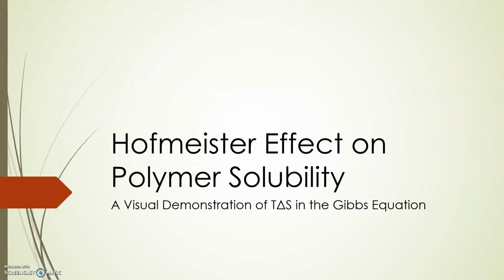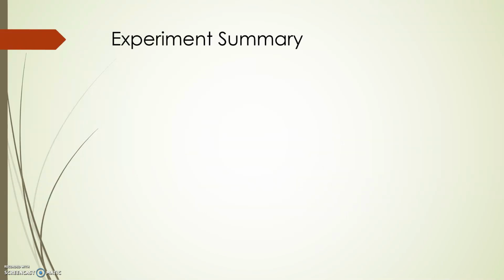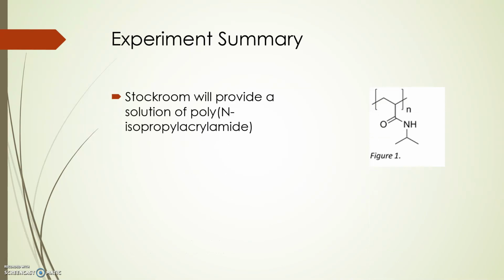In this experiment, you will be looking at the Hofmeister effect on polymer solubility. You will see a visual demonstration of the T delta S influence in the Gibbs equation. The stockroom will provide you with a solution of poly N-isopropylacrylamide, which you will be using to measure the temperature at which there is a phase transition. The acronym for the polymer is PNIPAM.